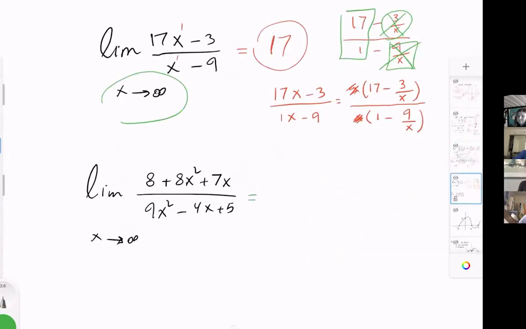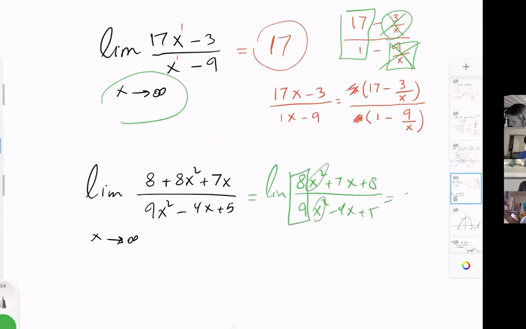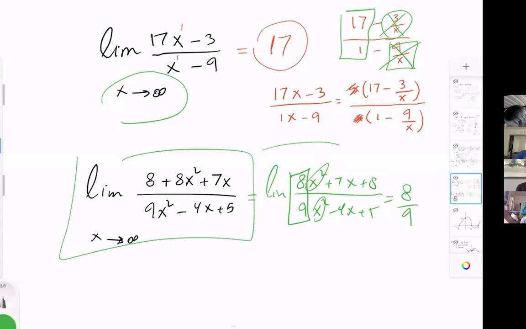What about this one? Is it 8 over 9? Yeah, you need to make it a standard form. Highest degree first. X squared is the same. So the coefficient will be 8 over 9. So the long run will be 8 over 9. The answer of this question is 8 over 9. Or if I ask you what the horizontal asymptote is, you will say 8 over 9.